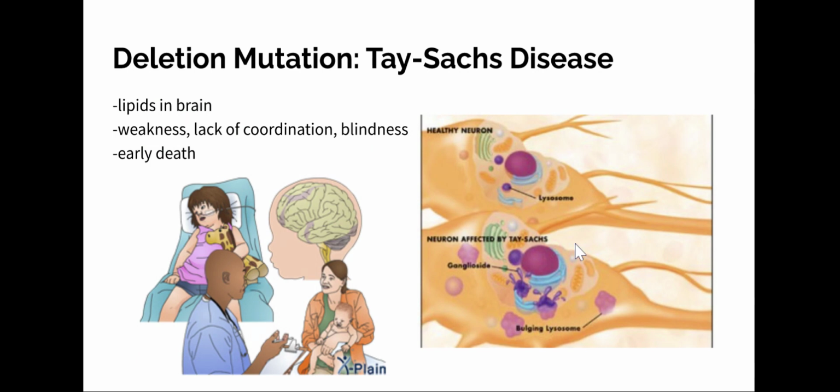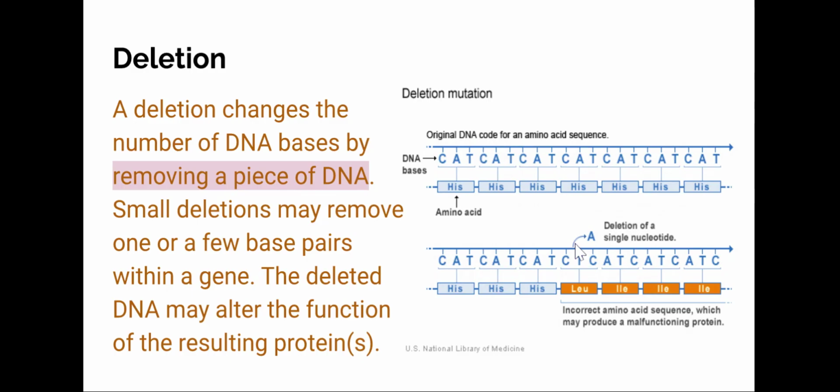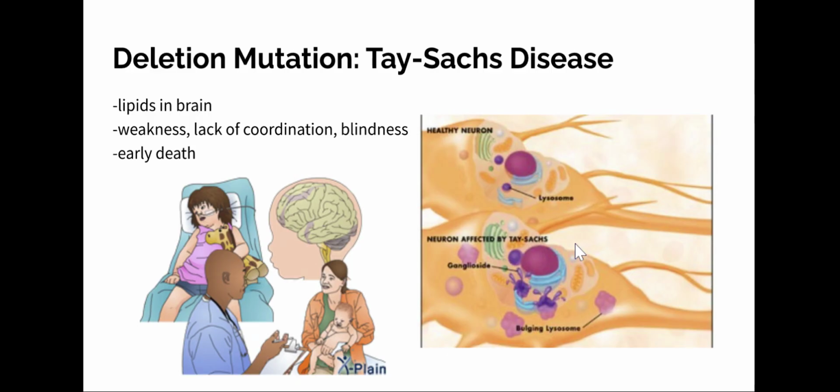Tay-Sachs disease is again caused by just removing one nucleotide, which changes the entire protein that will be made by that DNA. And it results in children, typically children, having lipids in their brain or fats in their brain cells, way too much fats in their brain cells, and those lipids go to the lysosomes. Those lysosomes can end up bursting or rupturing, and it causes, because it's in the brain, a lot of weakness, lack of coordination. Patients might end up being blind because of Tay-Sachs disease, and typically these patients do not live a full lifetime. They have an early death due to this buildup of lipids in the brain.